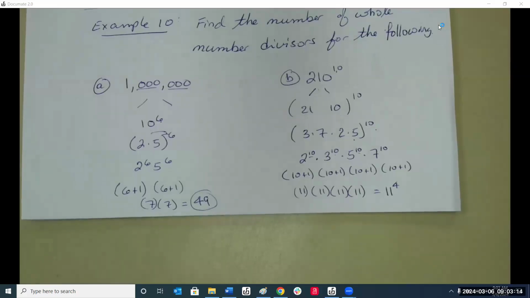Make sense? So it's going to be well over 10,000, but it's less than 20,000. It'd be between there somewhere.